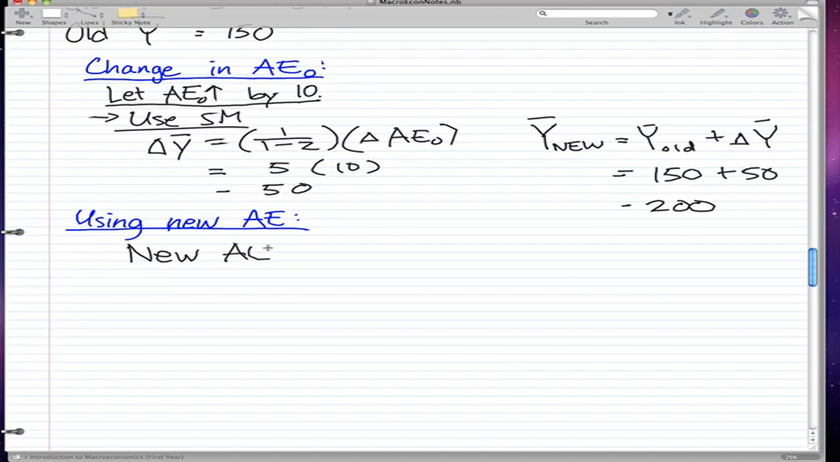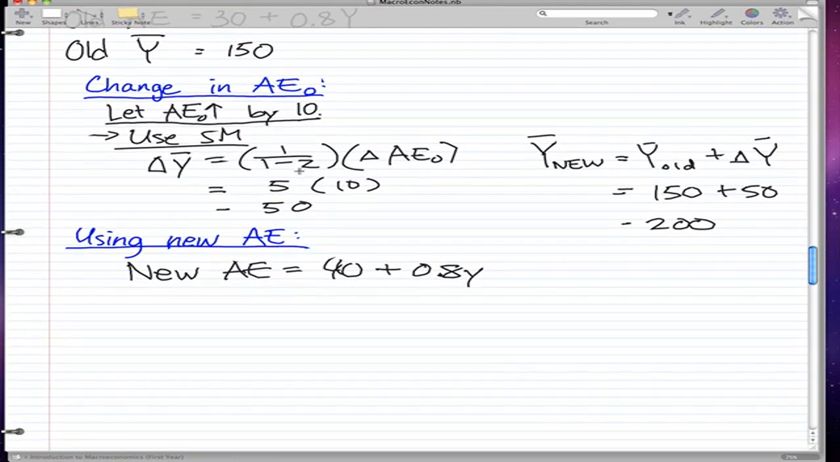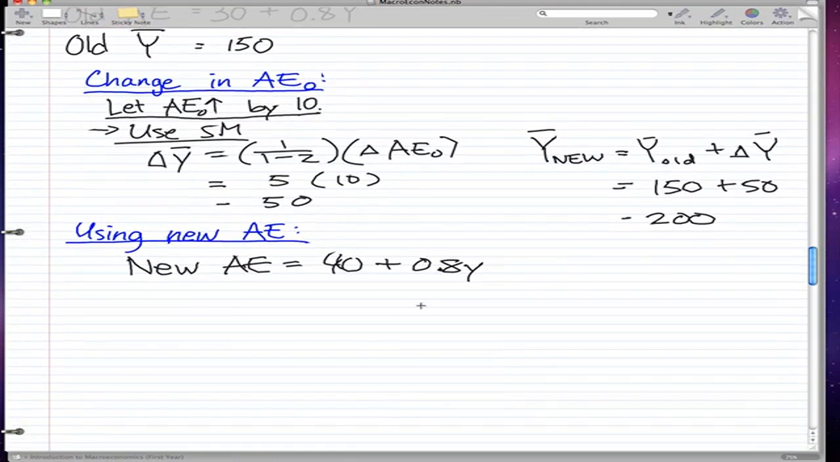So new AE is simply equal to 40 plus 0.8 Y. And where did I get the 40 from? Well, we started off with 30, and we're increasing it by 10. So we're adding 10 to 30, and that's how we get 40. And yeah, we get AE equals 40 plus 0.8 Y equals Y. Sorry about this little y, it should be a big Y.